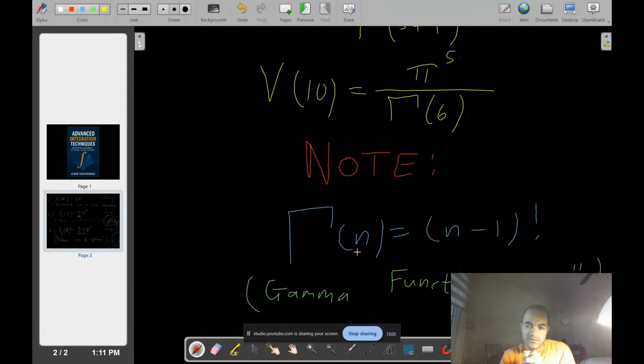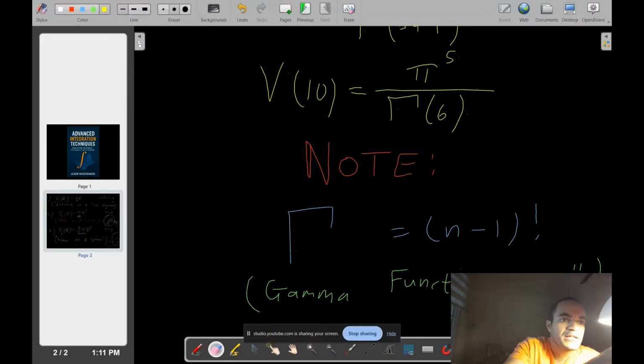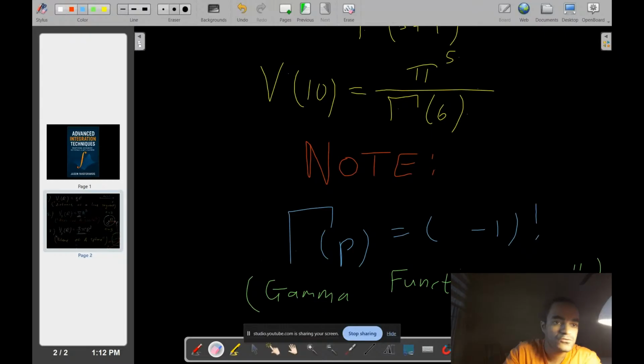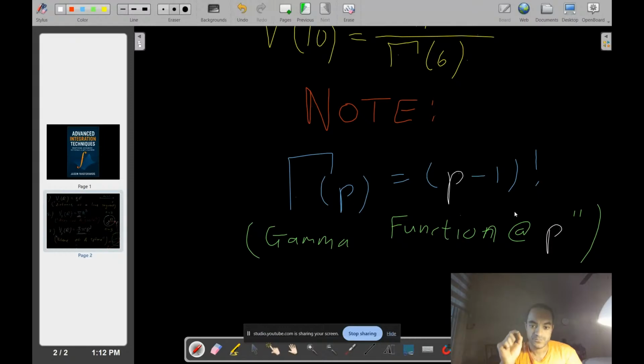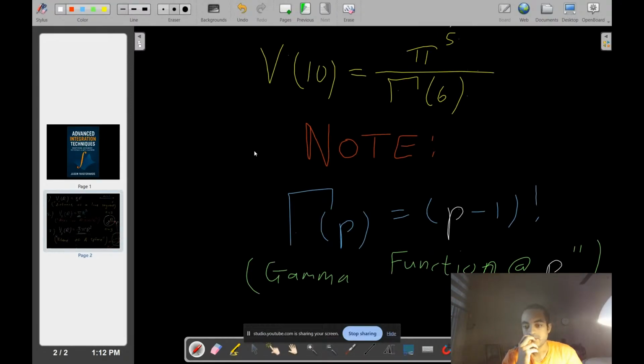Quite often we use n. We could have used p or whatever. Maybe I should say p, so it's not as confusing. Yeah, I'm going to use p here. So let's say gamma of p is equal to p minus 1 factorial, where p is a number inside the gamma function. It's not the same as n, the number of dimensions.